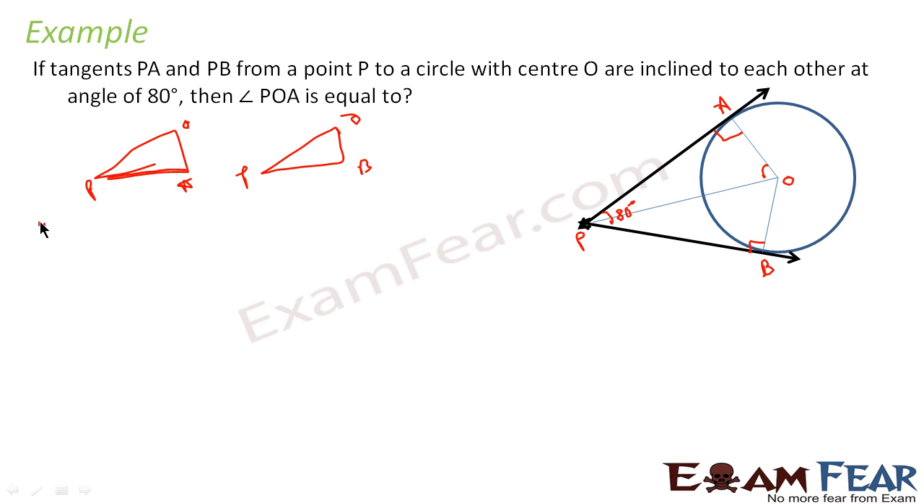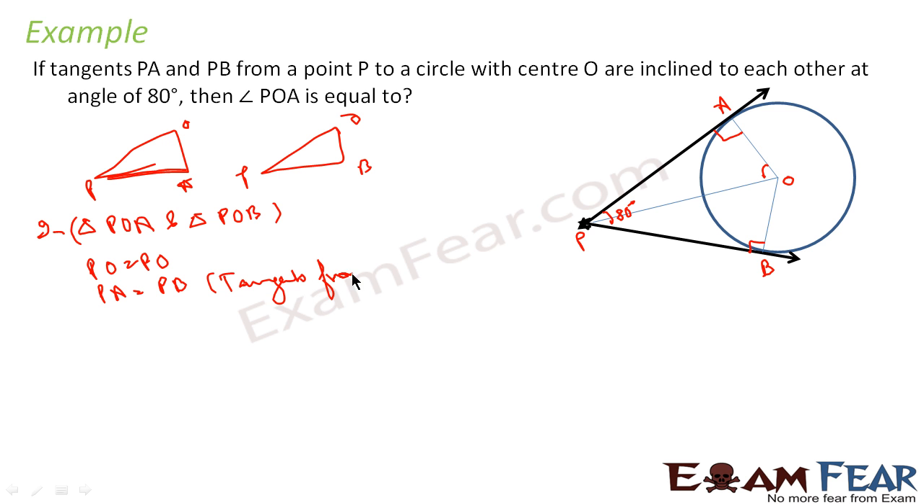So we'll say that in triangle POA and triangle POB, we see that PO is equal to PO, common side. PA is equal to PB. Why? Tangents from same point. And AO is equal to BO, that is nothing but radius. So we can say that triangle POA is congruent to triangle POB.